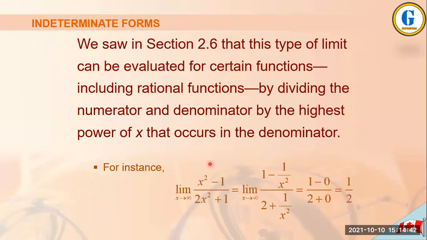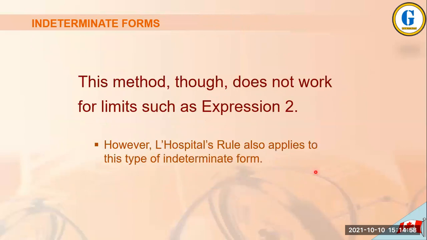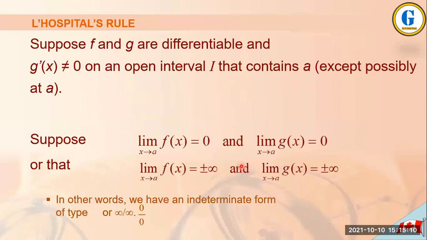So let's look for the instance. We have this particular case as x tends to infinity. Normally, as we saw in rational limits, we can take highest divided by highest. We still have a half here, right? So this is an example of what we have done. We are still introducing the infinity over infinity types and the 0 on 0 types. So this method, though, does not work for limits such as the expression we have just previously seen. L'Hopital's rule is applied for indeterminate forms. So let us suppose, for example, f and g are differentiable functions on the open interval given.